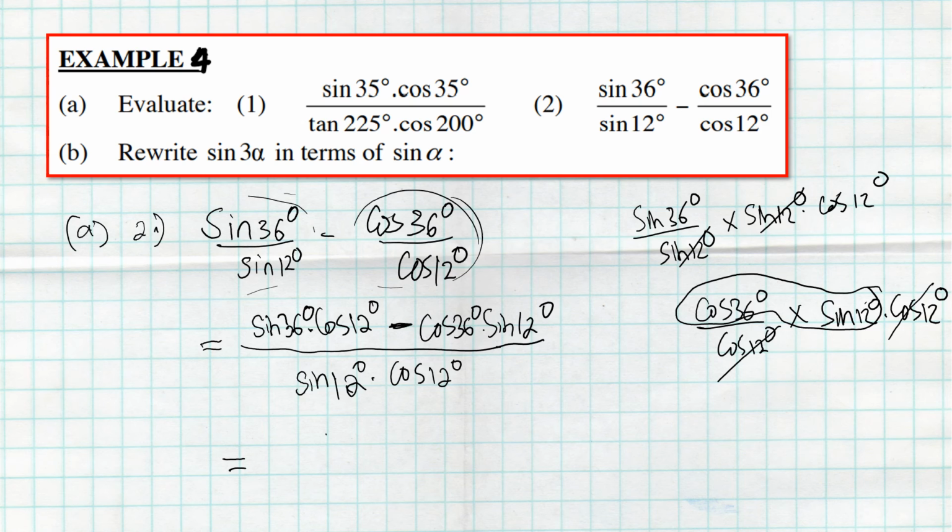Okay, so you have sine, cos, sine. What is this? It's compound angle of sine. So you can rewrite it as sine 36 degrees minus 12 degrees. My pen is acting up now. Okay, it's fine. So it's sine 36 degrees minus 12 degrees.